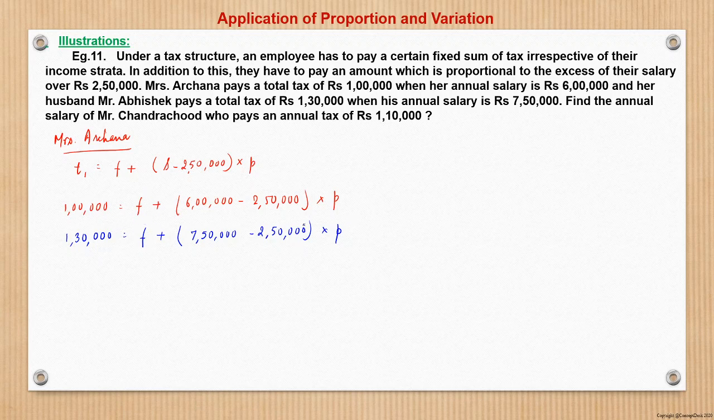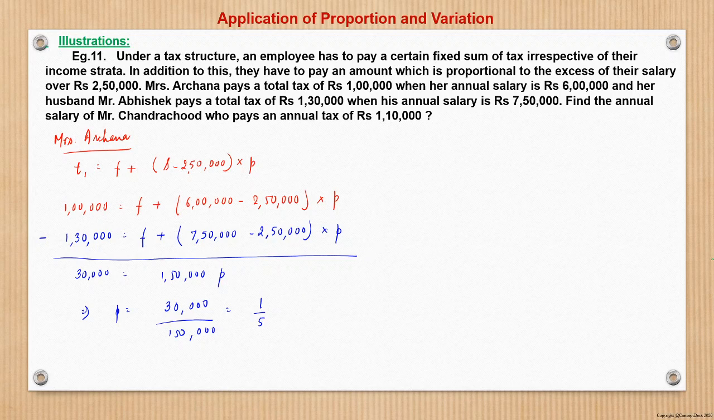Now there are two equations and two variables, F and P. So we will subtract the first equation from the second. Subtracting 1 from 2, we get 30,000. F minus F gets cancelled out, and here it will be what? 750 minus 250 is 5 lakh P, and here it is 3,50,000 P. So it becomes 1,50,000 P. From here we can get P as 30,000 upon 1,50,000, which is 1 by 5. Right? So this is the proportionality P.